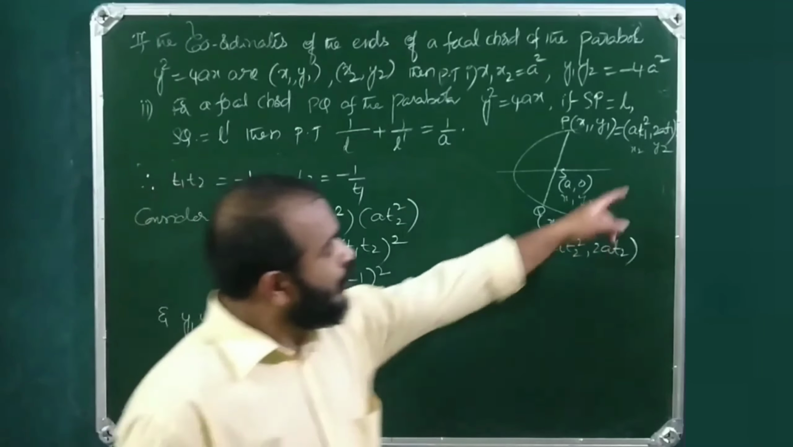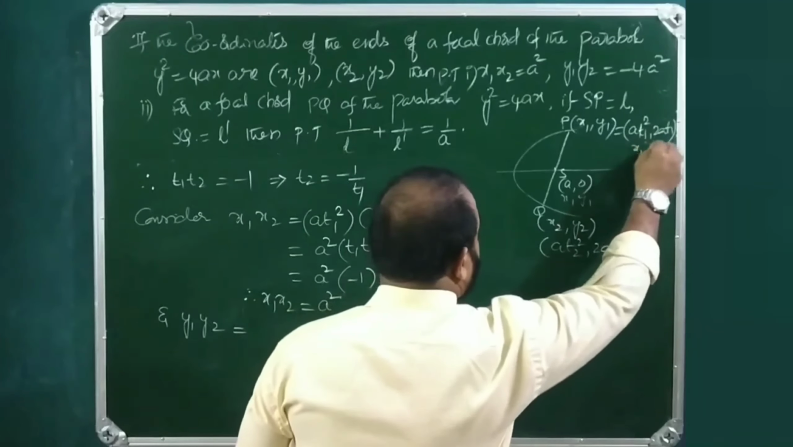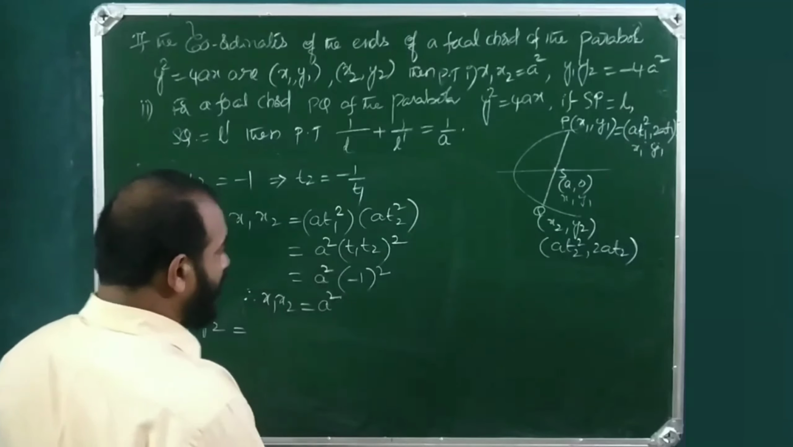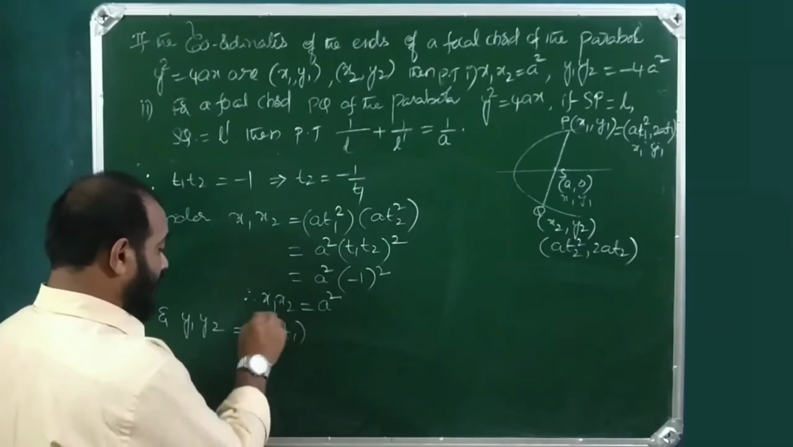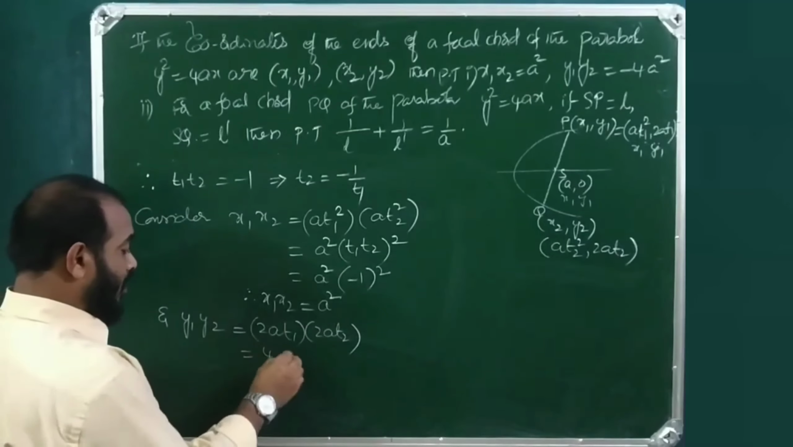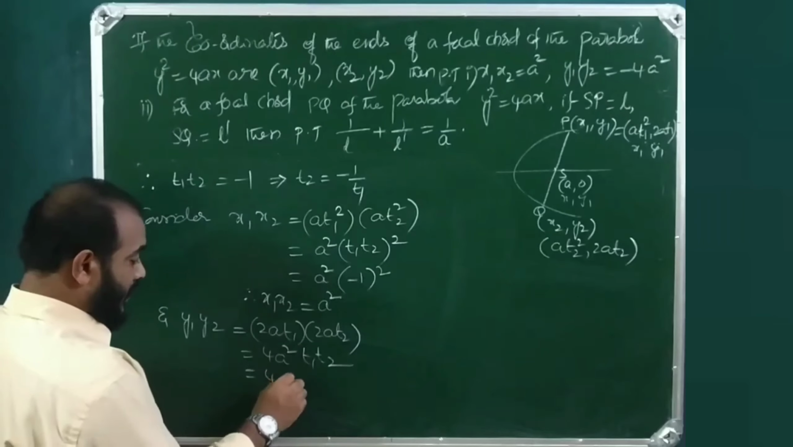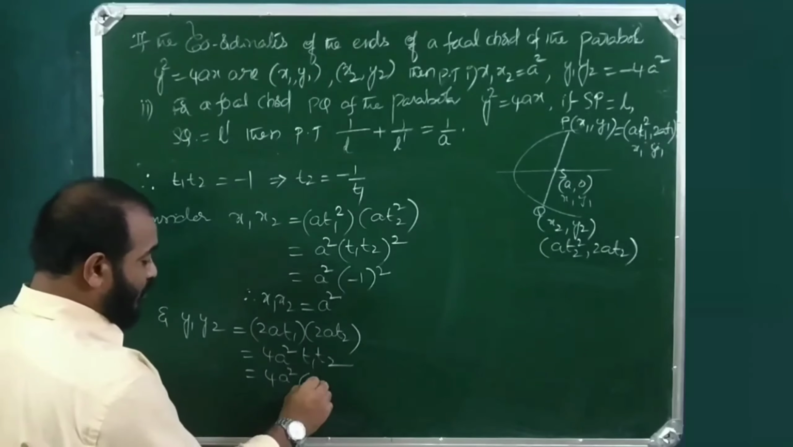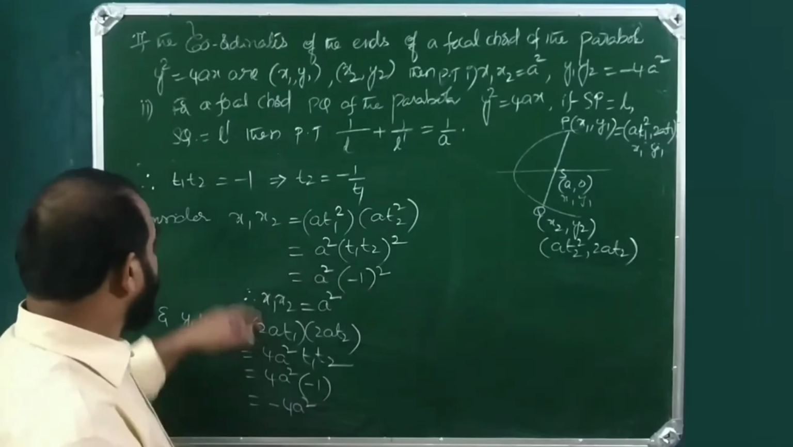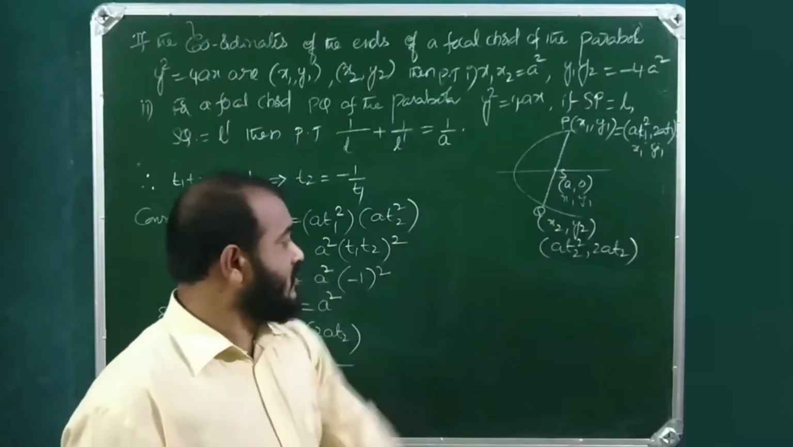And consider y1 y2 now. What is y1? 2a t1. This is (x1, y1) and this is (x2, y2). So y1 y2 is 2a t1 into 2a t2. This equals 2a into 2a, 4a square t1 t2. So the value of t1 t2 is minus 1. Therefore this is minus 4a square. So x1 x2 equals a square and y1 y2 equals minus 4a square.